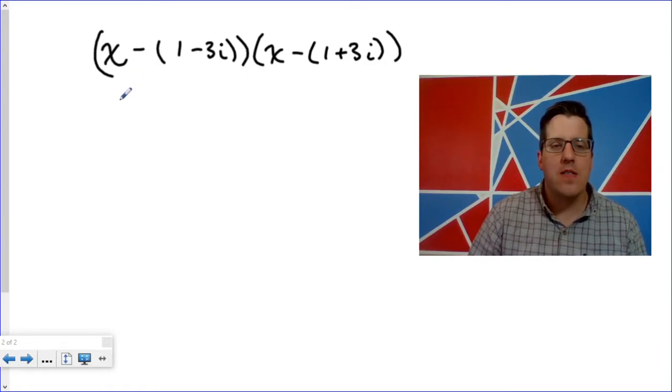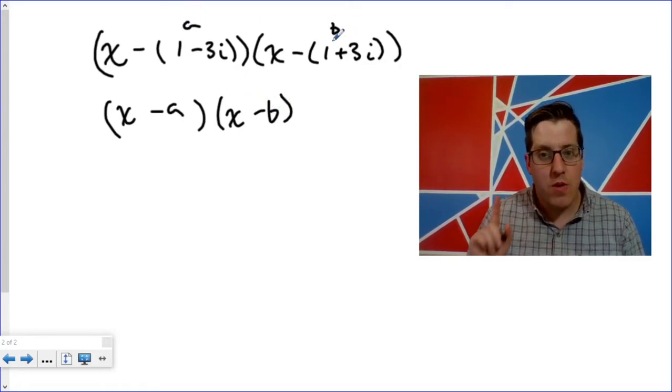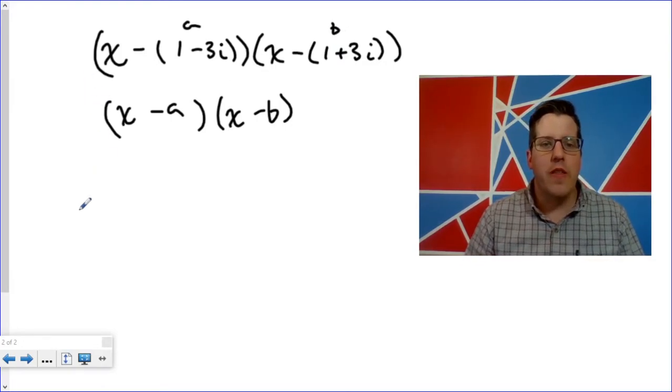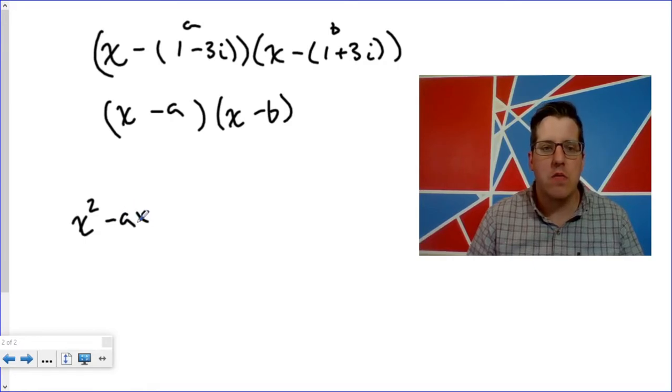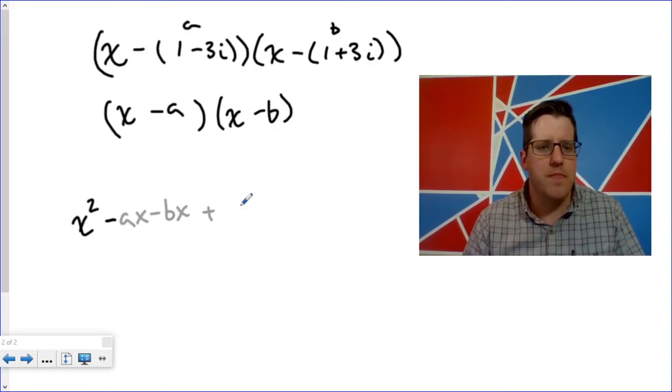Think of it as x minus a times x minus b. Here's the a, here's the b. A and b are really close to being the same thing, but not quite. So if we were to FOIL that out, we would get x squared minus ax minus bx plus ab, or something like that. That's how that would FOIL. So let's give that a try.